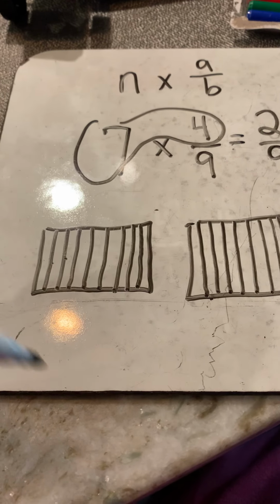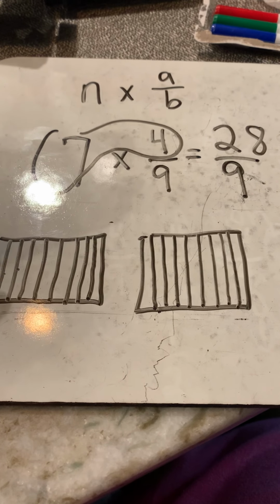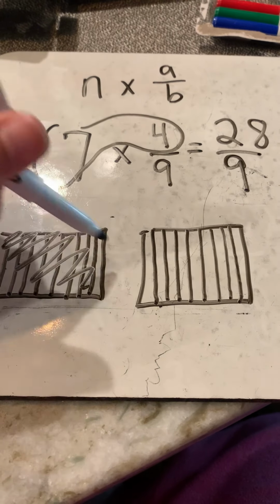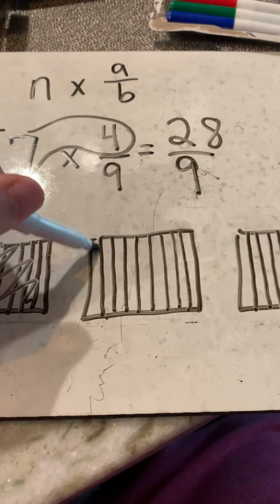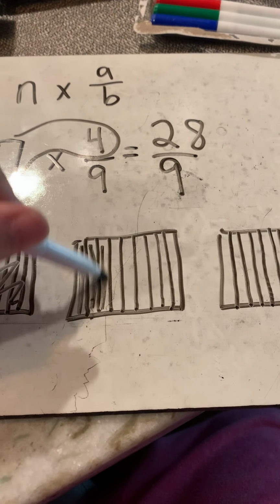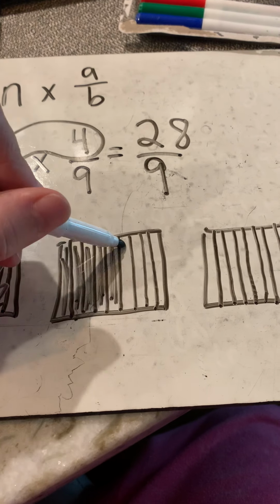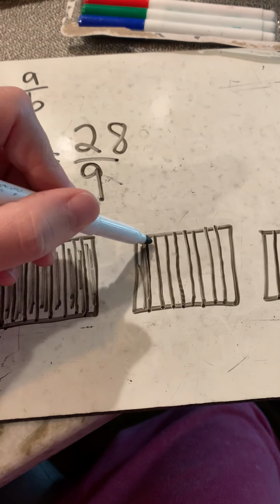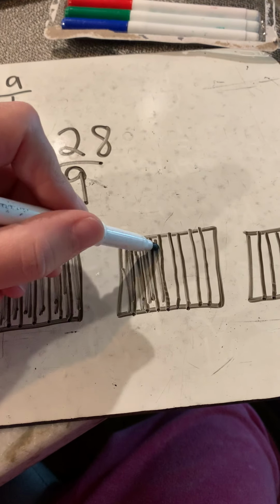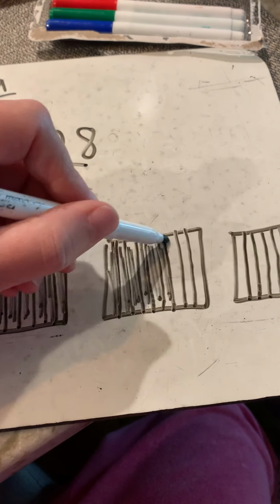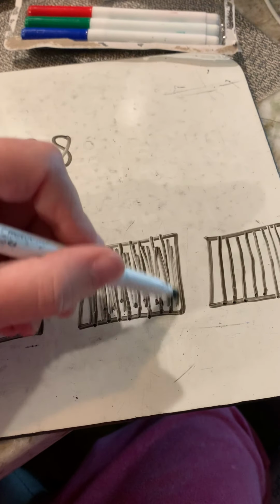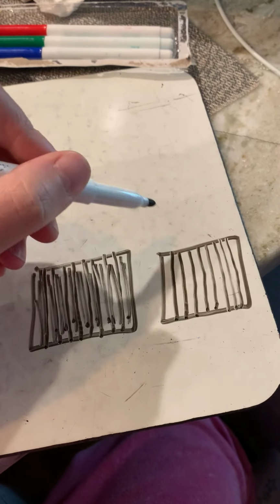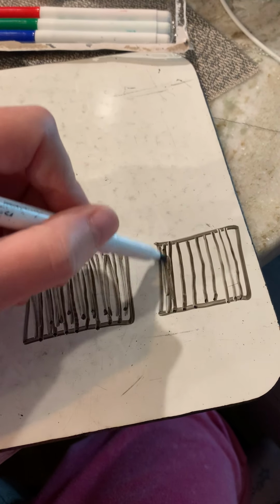I'm going to start shading all of them, right? So this is 9/9, right? 9/9, 10, 11, 12, 13, and so on, up to 27. All right, here's my 28th.